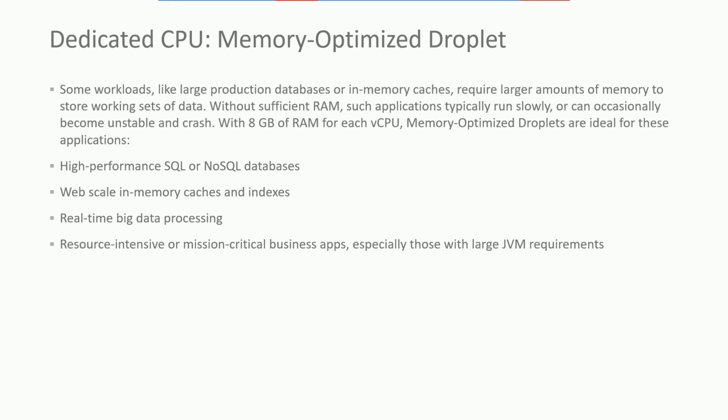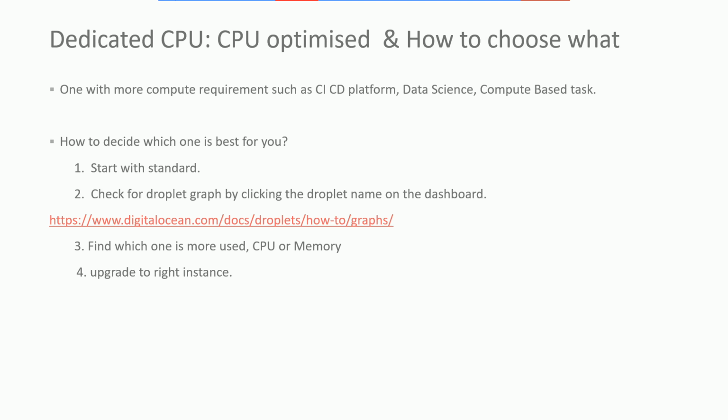Memory optimized droplet means there is more memory available for each virtual CPU. With 8 GB of RAM for each virtual CPU, it's a huge amount of memory. Let's say you have 4 virtual CPUs, you have 32 GB of RAM. So obviously the caching power and performance will improve, because there is not much processing needed. A database call is more like picking up the data from here and there, collecting it, joining it, and then giving it. If there are more calculations happening, then you will have to go for a different option, which is CPU optimized. And this is more for machine learning and all.